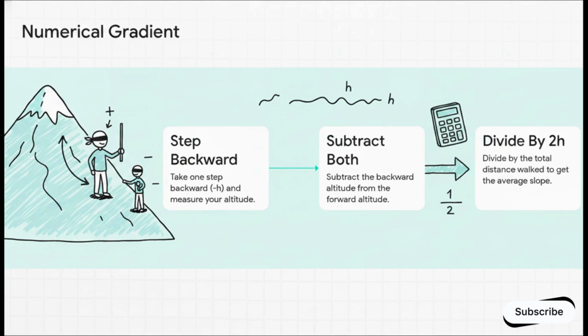You take one tiny step forward, let's call that plus h, and measure your altitude. Then you step back to the middle, take one tiny step backward, minus h, and measure your altitude again. Subtract the backward altitude from the forward, divide by the total distance you walked, which is 2h, and boom, there you have it. Because mountains are generally smooth, this simple average is an incredibly accurate proxy for the instantaneous slope right under your foot. You've just approximated a derivative using nothing but 2 altimeter readings and some basic arithmetic.